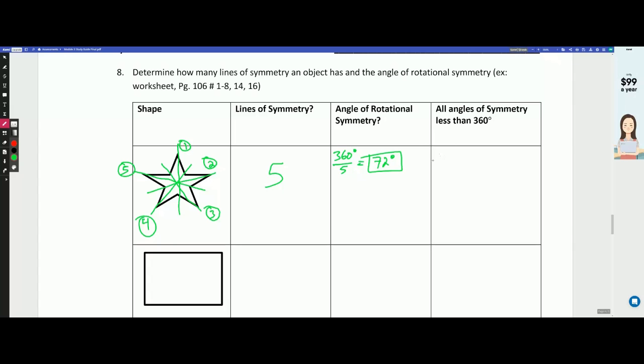Now, all the angles of symmetry less than 360, so basically all you have to do is if I rotate it once, that's 72 degrees. If I rotate it again, that's 144 degrees. If I rotate it another time, that's 216. Let me do the quick math in my head. Carry the 1, yep, 216. And if I rotate it again with 72 degrees, that's 216 plus 72, and that's 288 degrees. All right, and if I rotate it one more time, that'll actually get me 360. But remember, we're going to be less than 360, so we're not including 360. So these are all our angles of rotational symmetry.